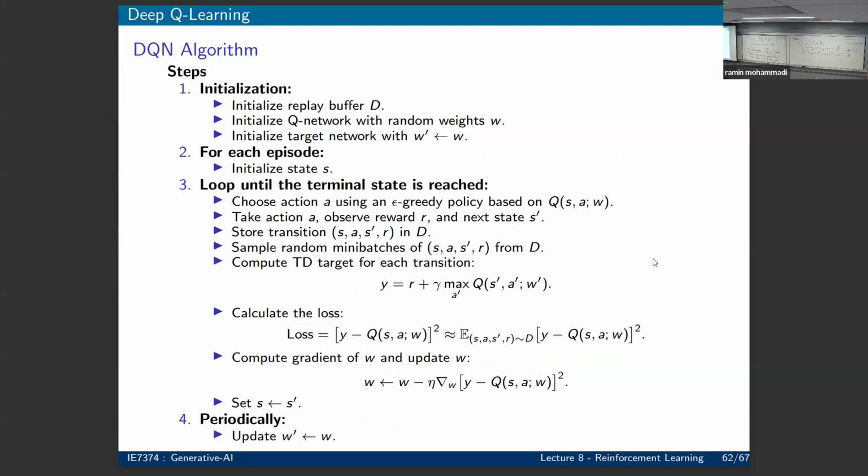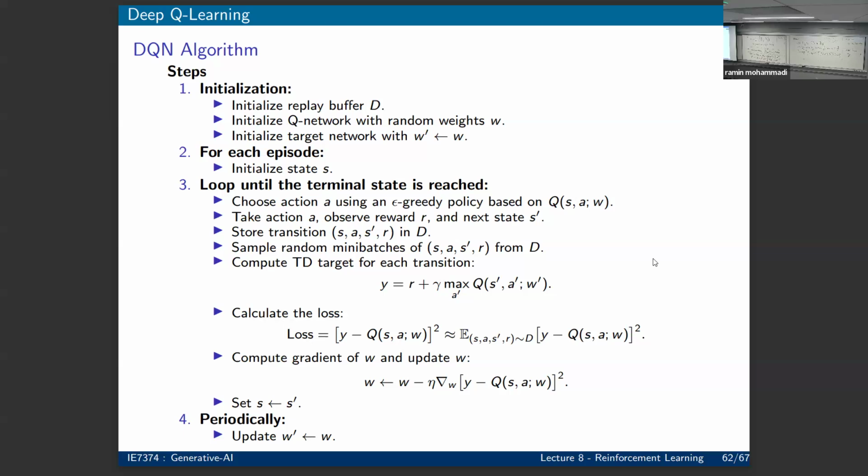You initialize this buffer, which is empty at first. You have the Q network with parameters W. You have a target network which gets the same parameters. You do some initialization. I'm starting at this state, which becomes the initial state. You take an action using epsilon greedy, passing that to this network.